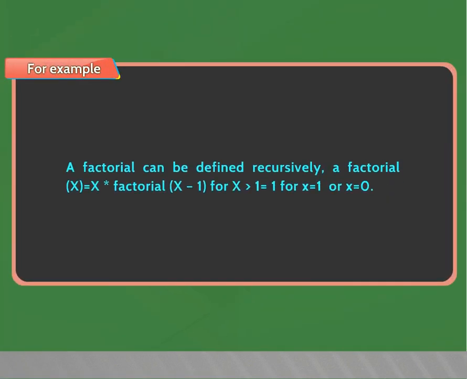Example: a factorial can be defined recursively. The factorial of x is equal to x times factorial of x minus 1 for x greater than 1, and is equal to 1 for x equal to 1 or x equal to 0.